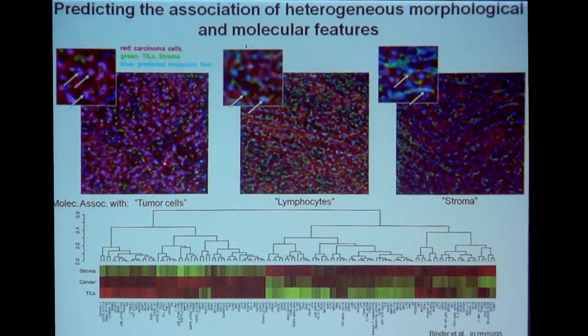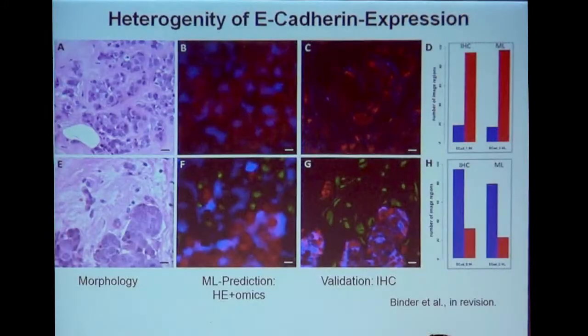Okay, so now you can look at what associates of these molecular markers most to the tumor cells, to the lymphocytes, to the stroma, and you can do some association and cluster analysis and look at these molecular markers and do these kind of nice plots, and you actually find some of the markers that are known in this analysis. So that's good, so that's a validation. But then again, there are these referees that want you to validate, which means, so here this is ecaterin, that is one of the molecular markers that is associated with cancer.